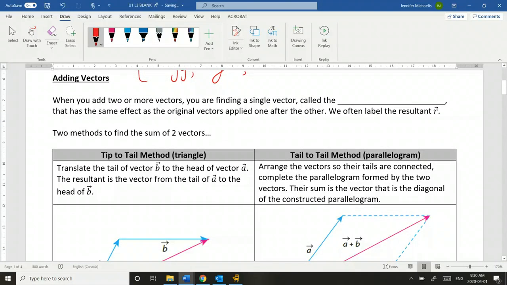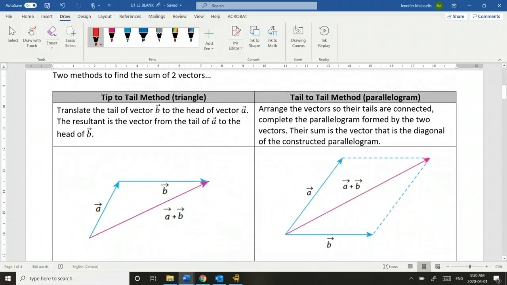Okay, so today we're going to talk about adding and subtracting vectors. When you add two or more vectors, you are finding a single vector, and we call this the resultant. This has the same effect as the original vectors applied one after the other. We often label the resultant as a single letter, and we use the vector symbol above that letter to indicate that it's the resultant vector. Sometimes we call this the resultant vector, or we just shorten it and say resultant.